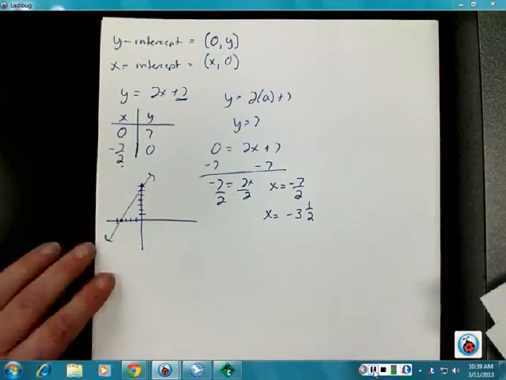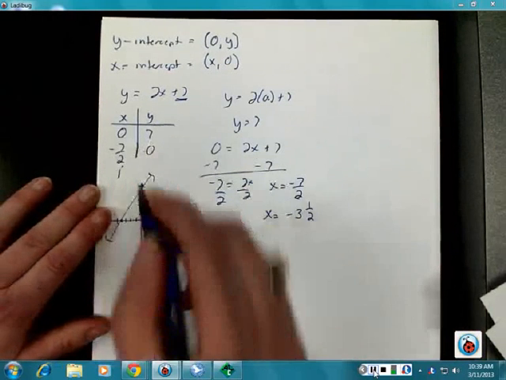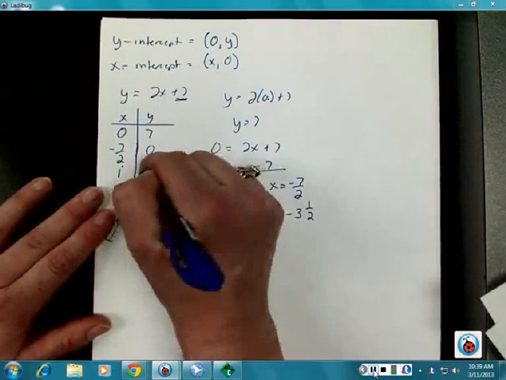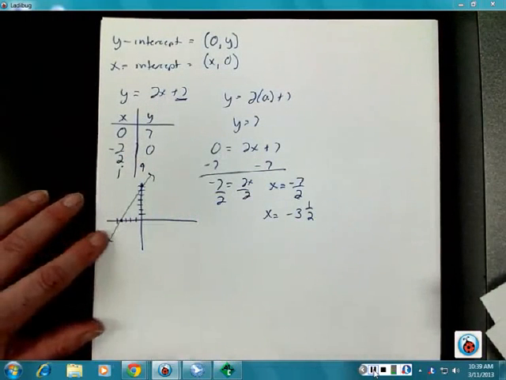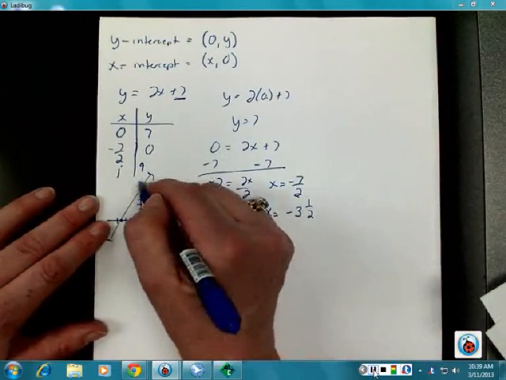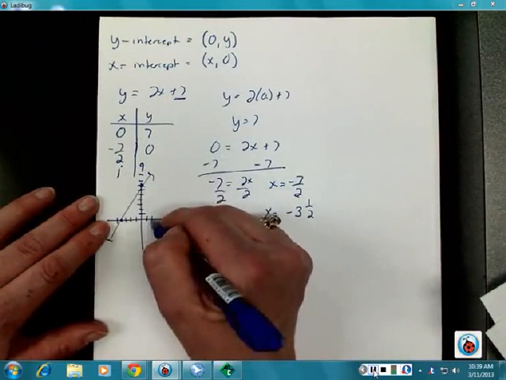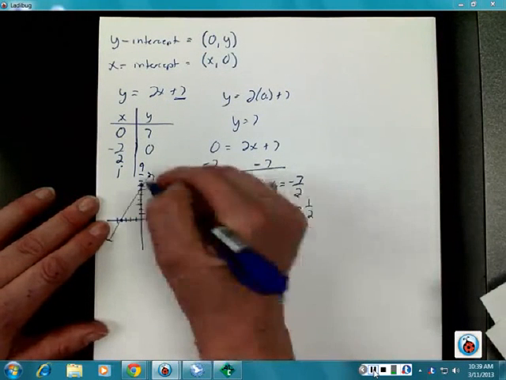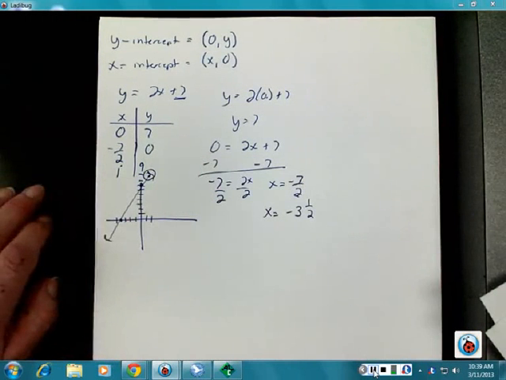Then if we wanted to check it and make sure it worked, we could just put 1 in for x. 2 times 1 is 2, plus 7 is 9. And let's see if when we are at 1, we're at 9. That was up at 7. Up at 9, and sure enough, we are on our graph, and so therefore I know I did it correctly.